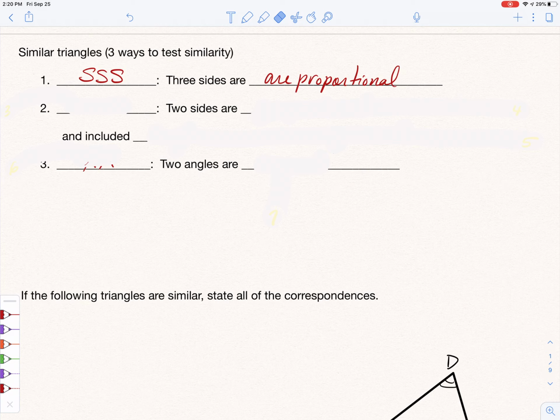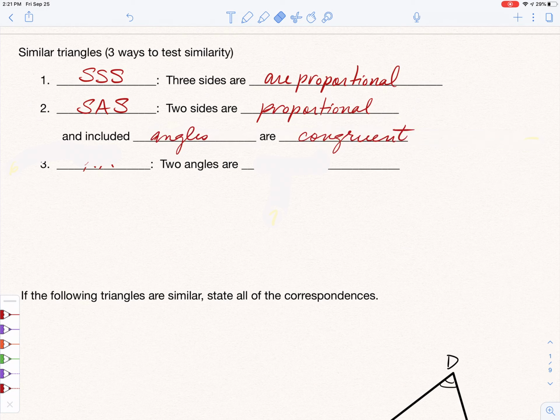The second way to test similarity is the side-angle-side method. Here we would say that two sides of a triangle are proportional to two sides of another triangle, and their included angles are congruent.